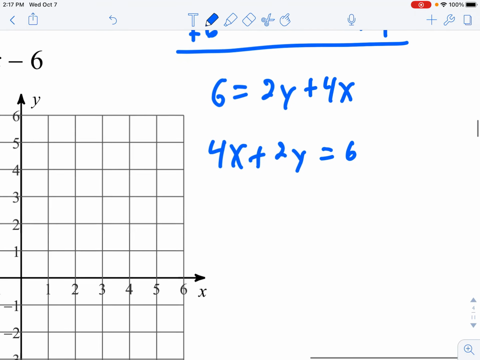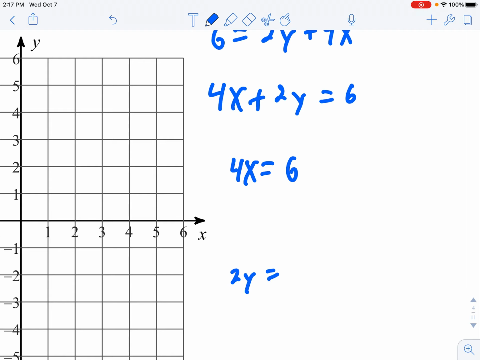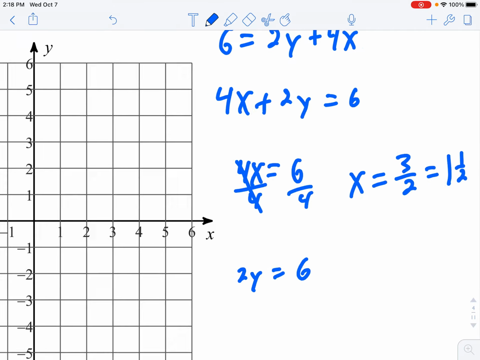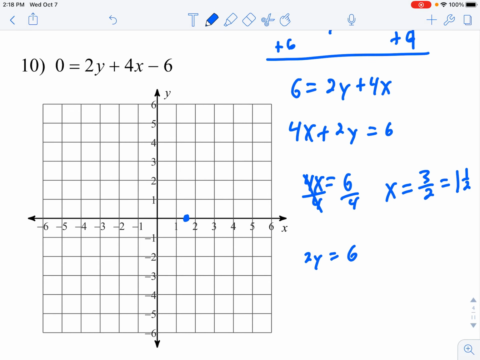Now remember the method to graph this. Take the x term, set it equal to the constant, and then take the y term, set it equal to the constant, and solve both of them. This one we have to divide both sides by 4. 6 divided by 4, it doesn't really divide out, but it does reduce to 3/2, which is the same thing as 1.5. So I'm going to put a dot on the x-axis at about 1.5. 2y equals 6, divide both sides by 2, you get y equals 3. I'm going to put a dot at 3 on the y-axis. Now all I have to do is connect the dots. And that should be that.